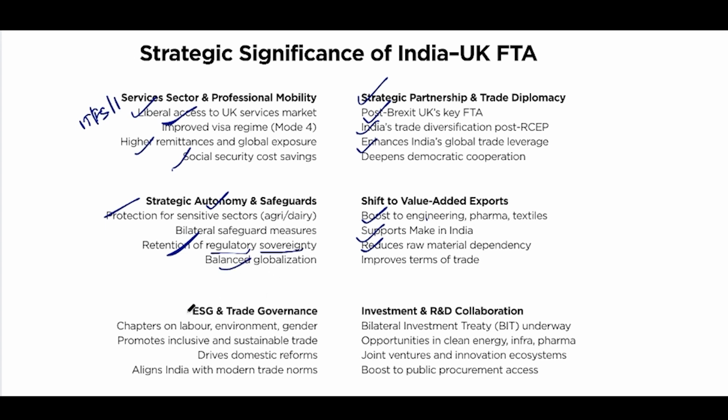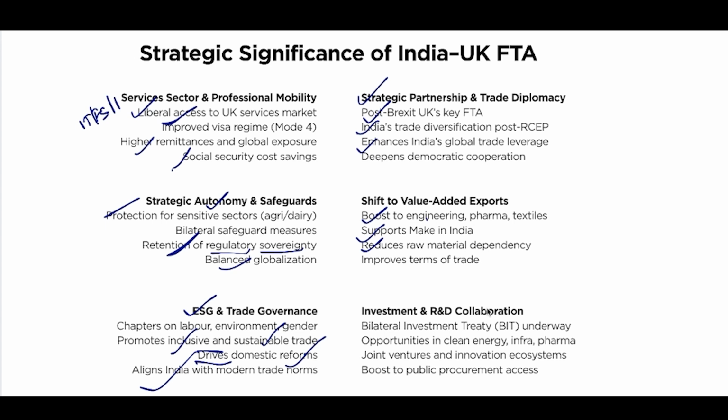The inclusion, especially of chapters related to ESG that we have seen, represents a modern approach to trade governance, which promotes inclusive and sustainable trade. By agreeing to uphold labor rights and environmental standards, both nations ensure that economic gains do not come at the cost of worker exploitation or environmental degradation, preventing a race to the bottom as far as standards are concerned, which aligns with India's modern trade norms and drives domestic reforms. As we have seen, once it is committed to UK, they are locked in perpetuity.